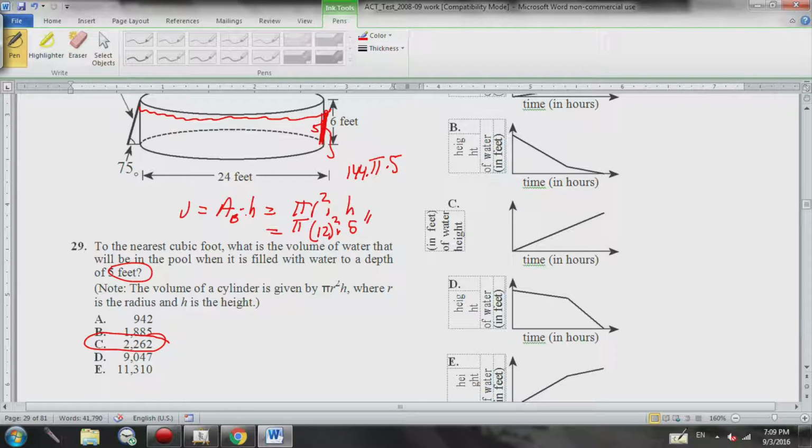So just remember, the volume of a cylinder is the area of the base, which is this circle, times the height of the cylinder h. That's the volume.